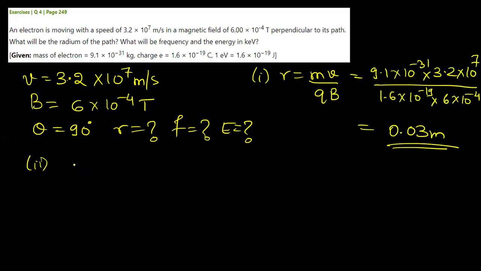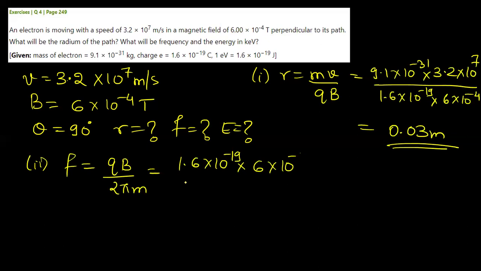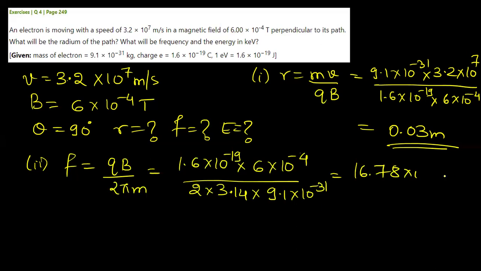Second, you are supposed to find the frequency. To find the frequency, we know that f equal to qB upon 2 pi m: 1.6 into 10 raised to minus 19 into B value 6 into 10 raised to minus 4, divided by 2 into 3.14 into m. So when you solve this, the value is nearly around 16 or 17. The value is 16.78 into 10 raised to 6 hertz. This will be your answer. 16.7, nearly, this answer will be.